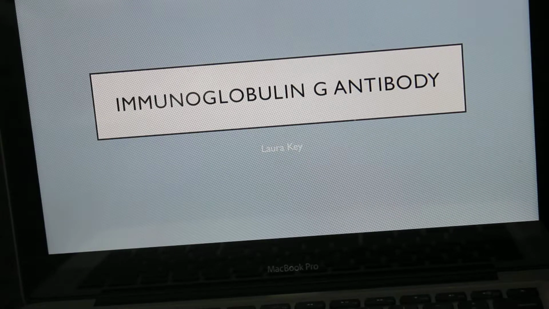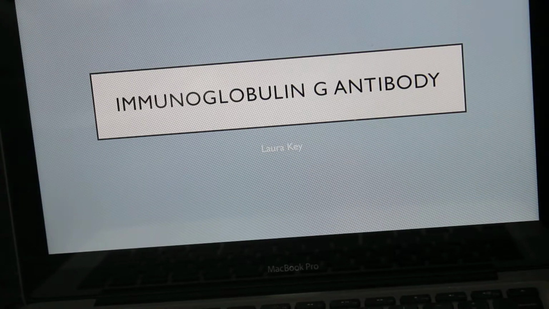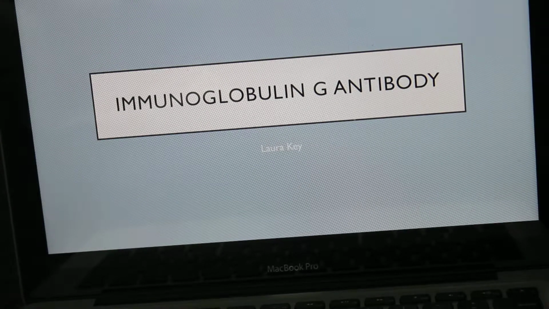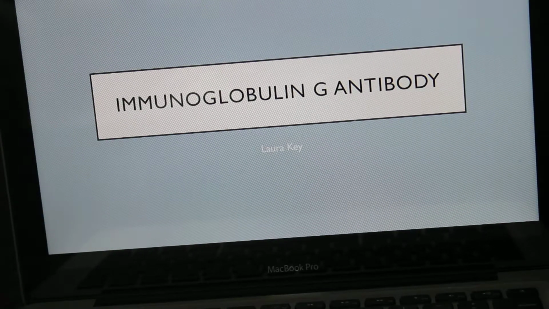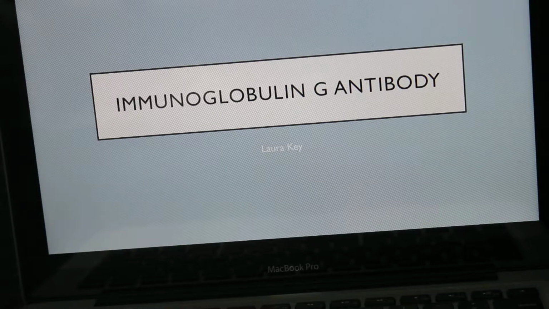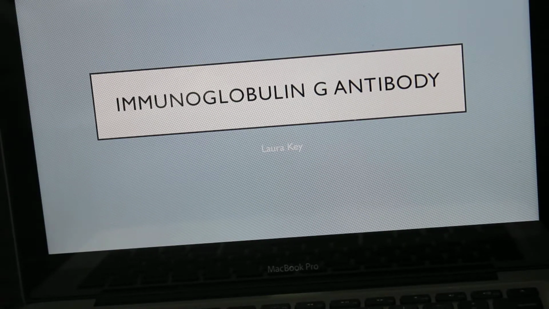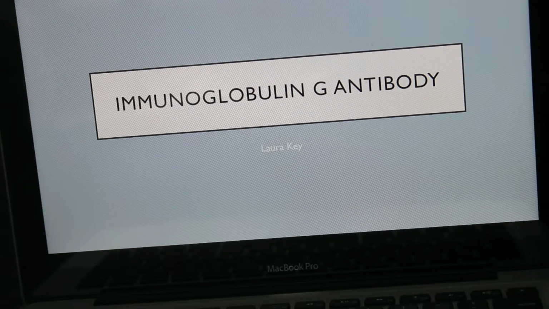And this is my discussion over my article I had to do for my protein. I decided to make it into a PowerPoint so that way I wouldn't really forget the information that much. And so my protein was the immunoglobulin G antibody.